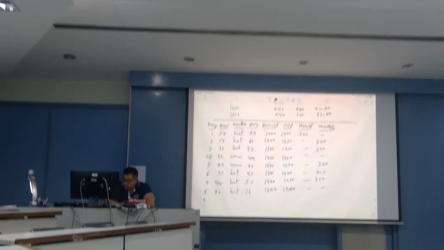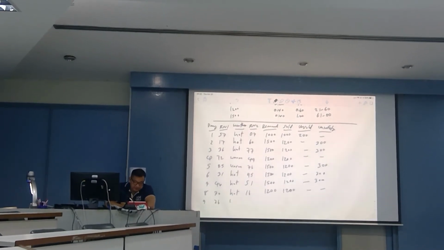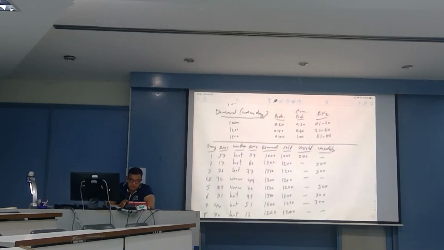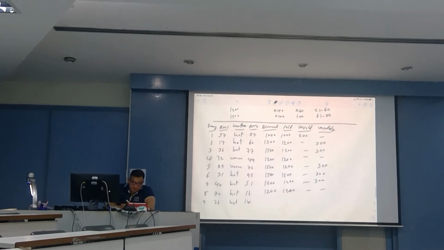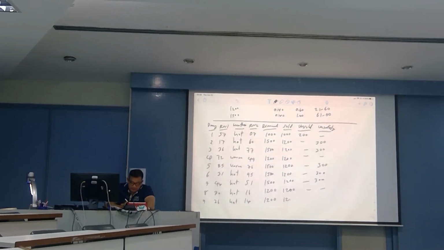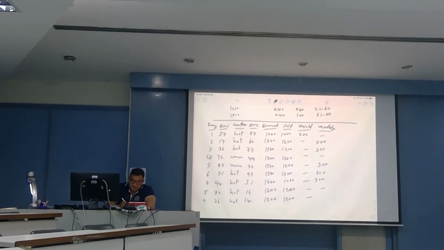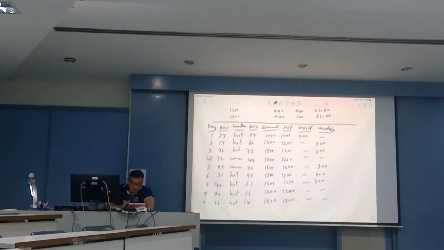Then 26, still hot day. Next one is 14. You can still sell 1,200. Don't have any unsold, uncertified. That's it.